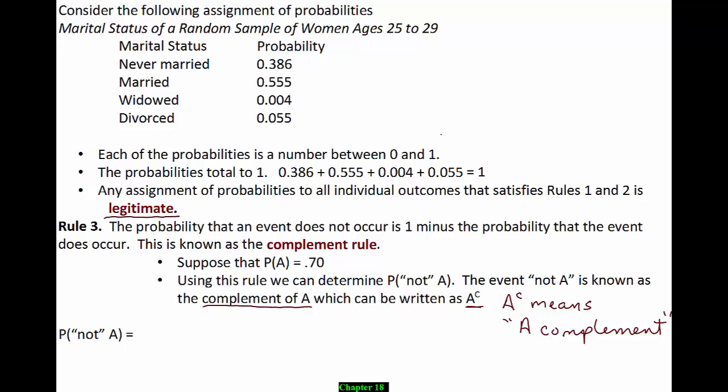So we've already talked about this out loud, but we can compute the probability of not A. If the probability of A is 0.7, we just need to take 1 minus the probability of A, and that's 1 minus 0.7, which gives us 0.3. So if A has 70% chance, not A, everything other than A has 30% chance.